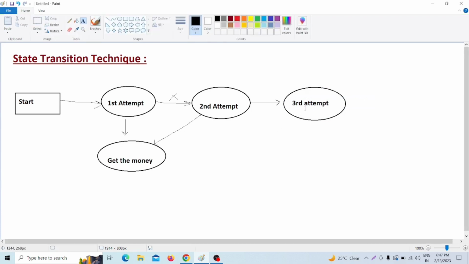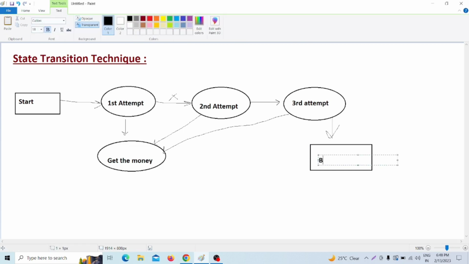Now, for the third attempt, if the user puts the correct pin number, then obviously the user can get the money, right? But if the user puts some wrong pin number for the third attempt also, then what? Then it will show that the account is deactivated, or the account will be blocked. We can write: blocked the account, correct?